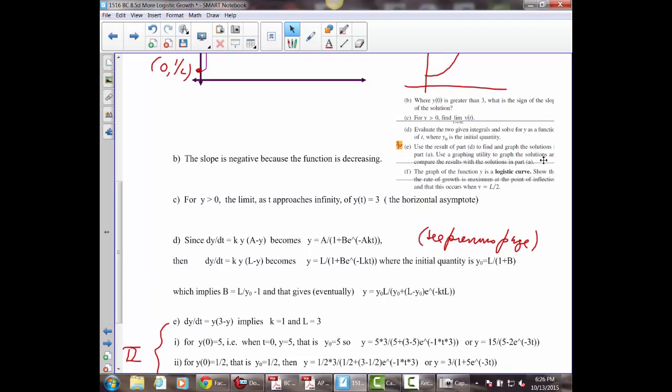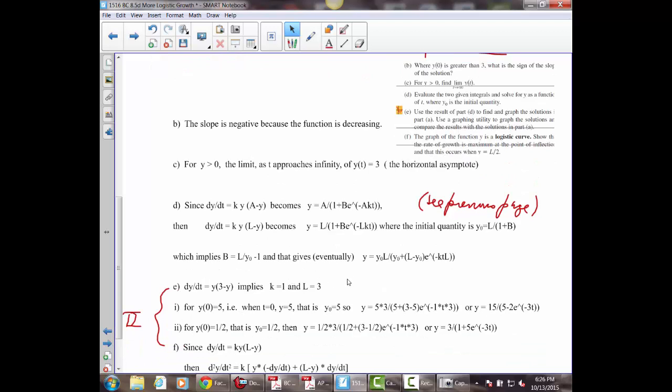E, use the result of part D, find and graph the solutions in part A. So in part D, we started with this, dy dt equals k times y times a minus y. The k was 1, the L was 3, so this implies the k is 1 and L is 3.